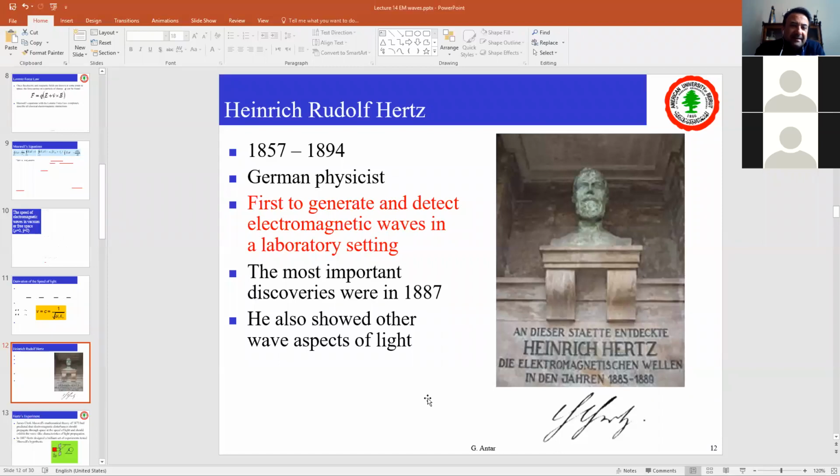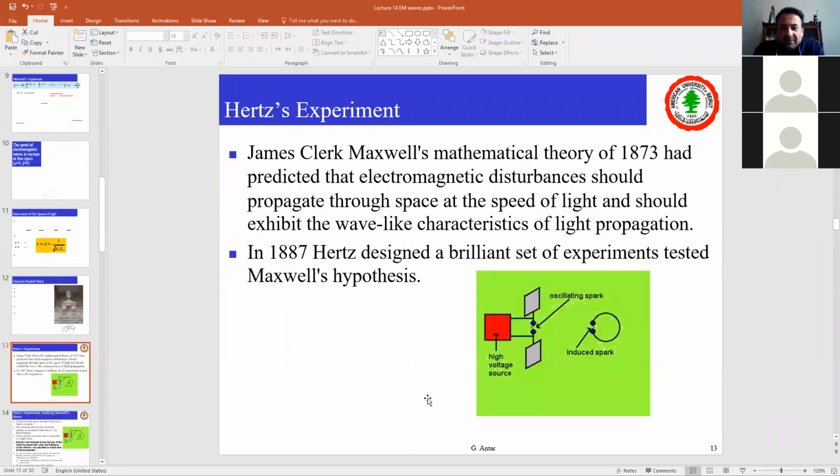Because remember, this is in 1857 to 1894. So he only lived very, very short, but his experiment in 1887 was tremendous. And this is why now we use hertz as a unit, okay? So what did he do?